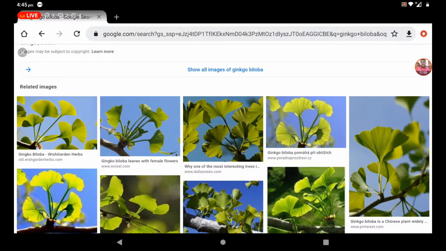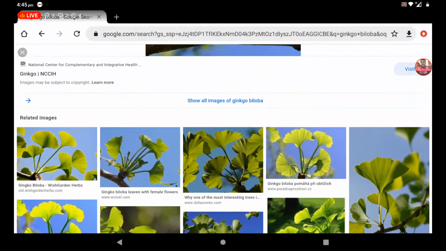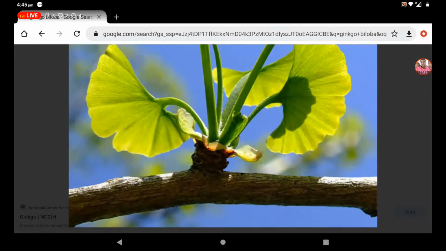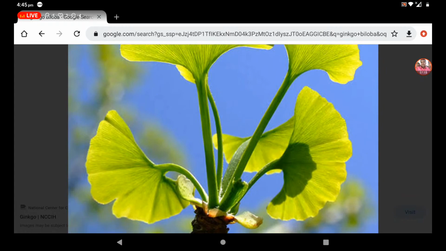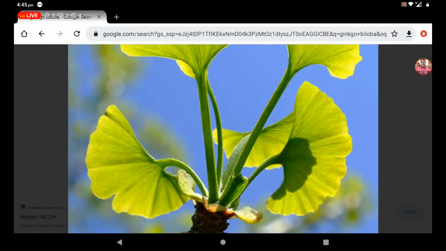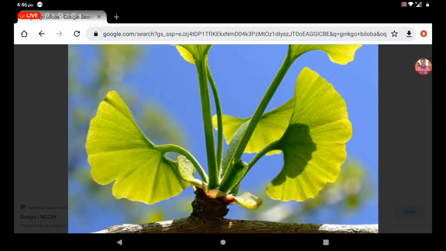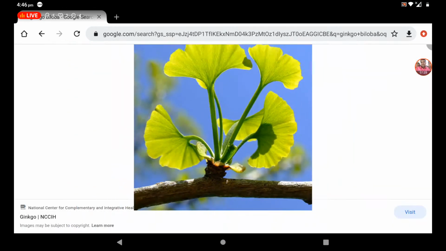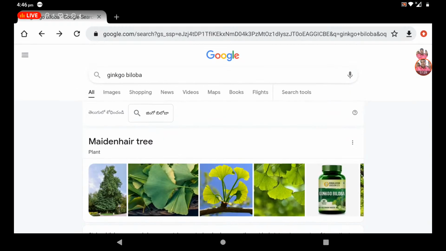So totally four plants we have discussed till now. One is ginkgo biloba, which you are now seeing on the screen, with fan-shaped leaves and dimorphic branching. That means two types of branches are available here. Dimorphic branching is seen in ginkgo biloba. And the next example is cycas, which we already showed.